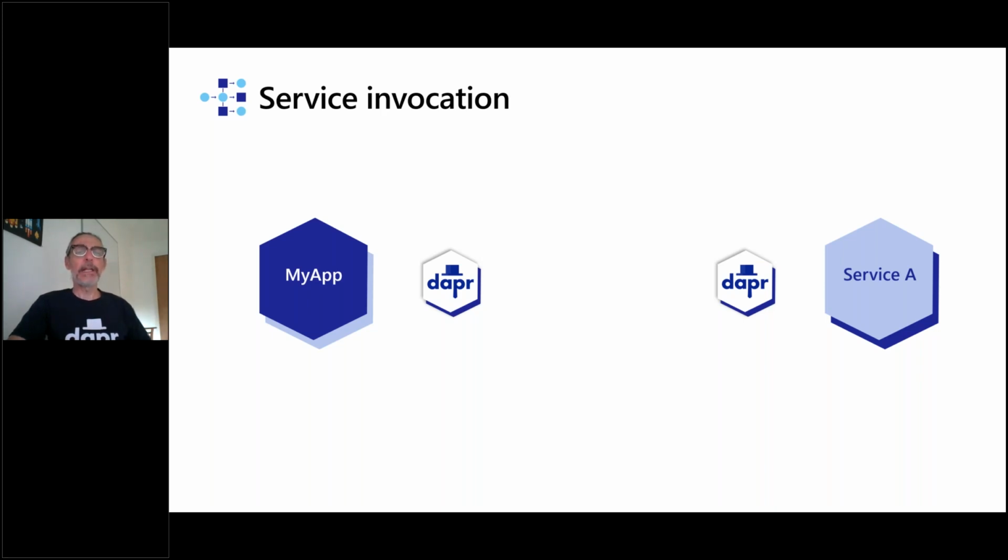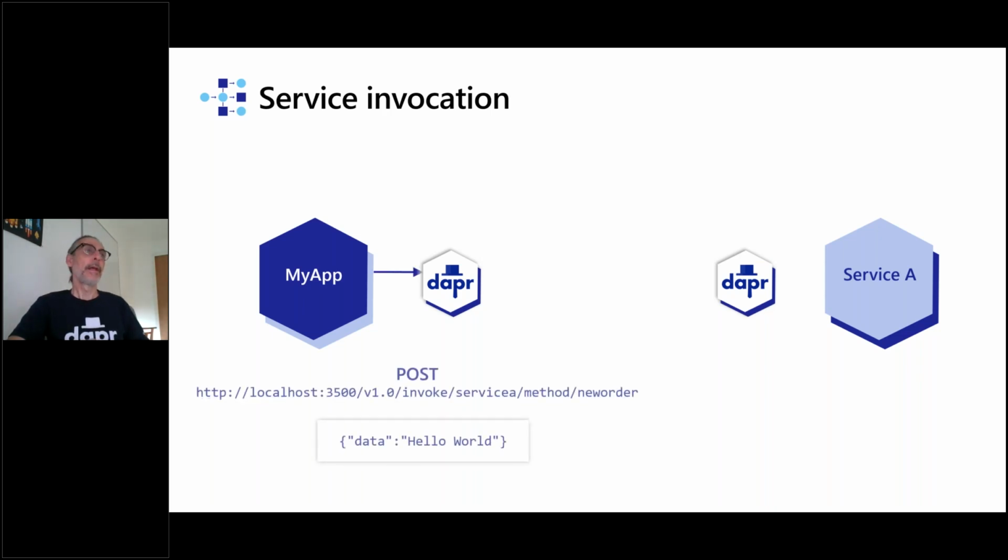Here I am on my machine. I want to call a particular method that's running on another machine somewhere in my environment. I don't know if it's the same machine. I don't know if it's a different machine. I just want to be able to call that endpoint. So here I am in my code. I do my localhost call to my new order method on service A, and I give it some data.